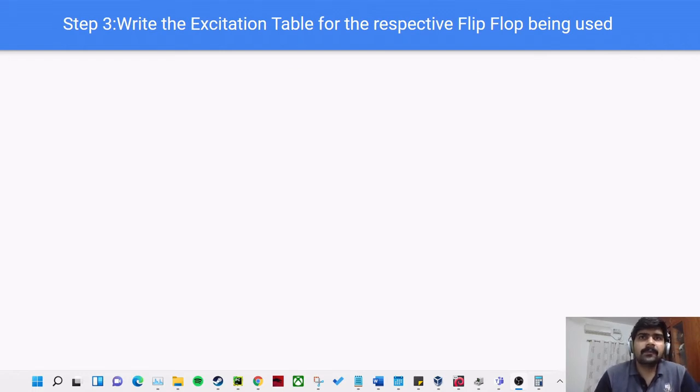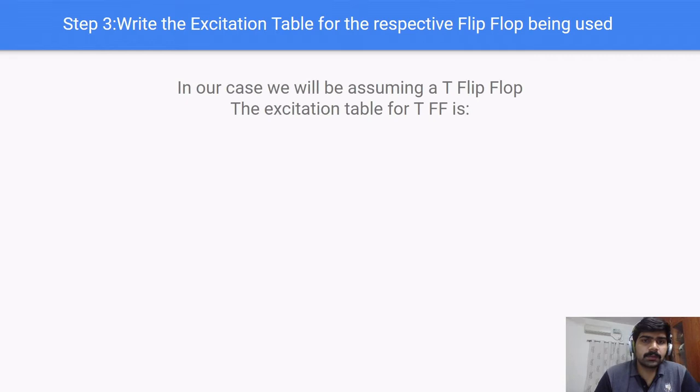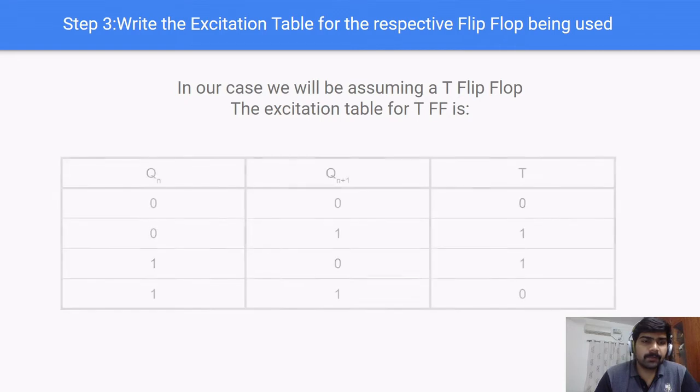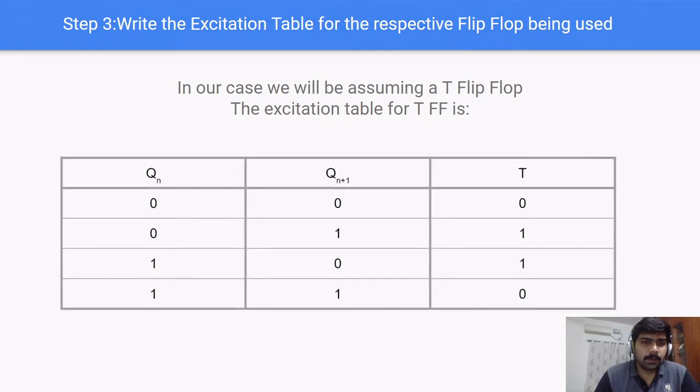In our third step, we have to write the excitation table of the respective flip-flop. So in our case, we will be assuming a T flip-flop. Therefore, the excitation table for a T flip-flop is, where Qt is the present state, Qt plus 1 is the next state. We have 0 0, 0 1, 1 0, 1 1. And the results are T, where it is 0, 1, 1, 0. We actually have to remember this in order to solve the question.